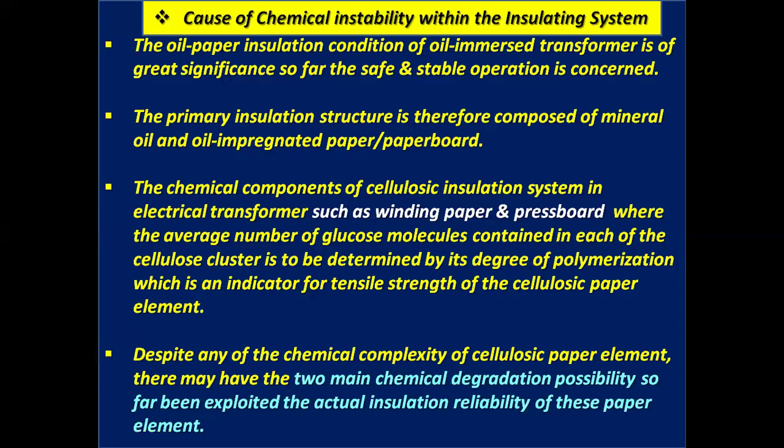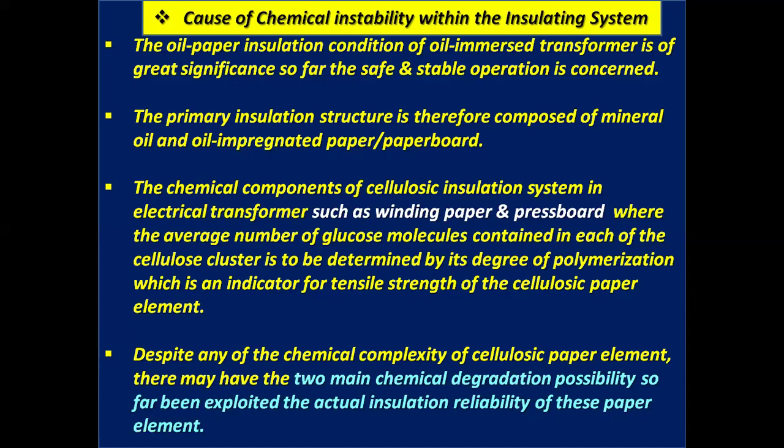Cause of chemical instability within the insulating system. The oil paper insulation condition of oil immersed transformer is of great significance so far as safe, stable operation is concerned.